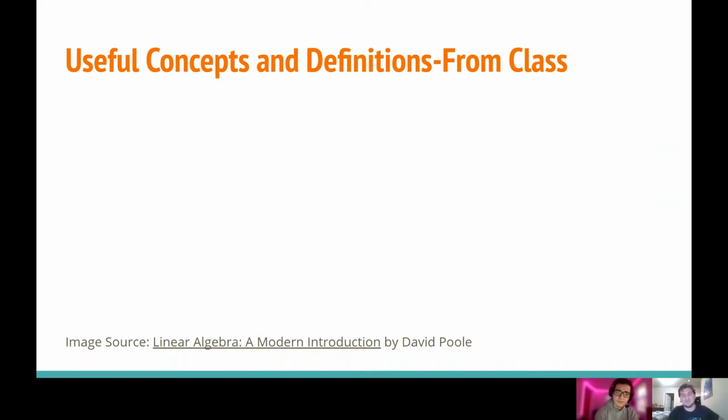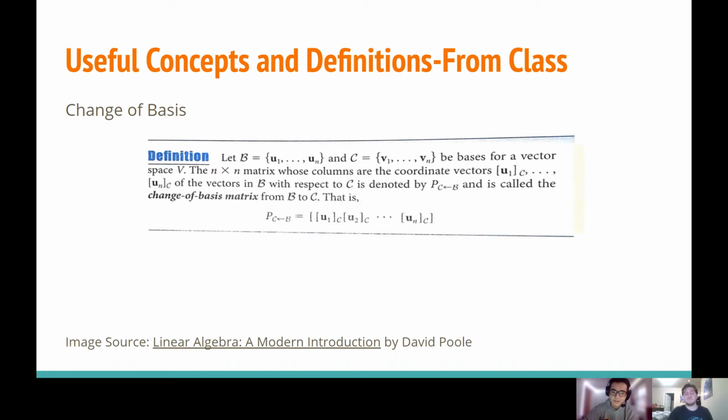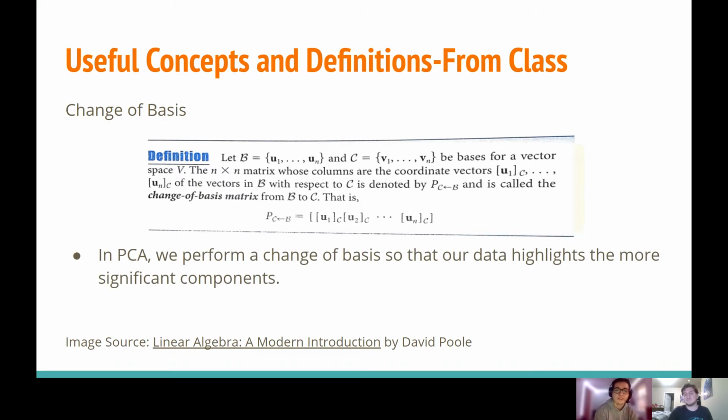It's also important to remember what a change of basis is. Our textbook defines this as follows. For bases of vector space V represented by beta and C, a change of basis matrix from beta to C is a square matrix with coordinate vectors of the vectors for beta, but translated by basis C. In PCA, we will perform a change of basis so that our data highlights the more significant components.